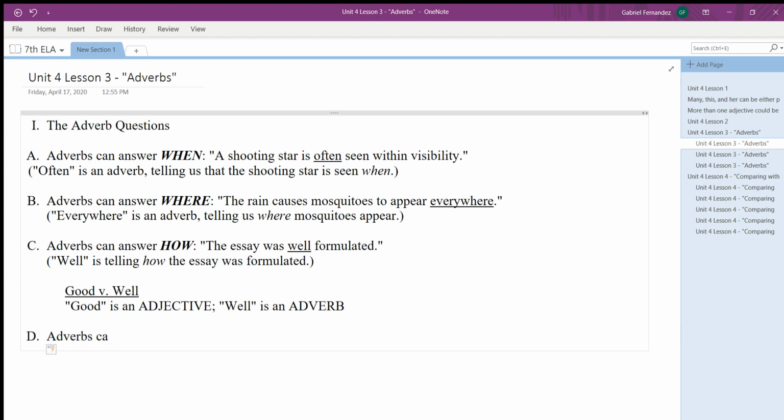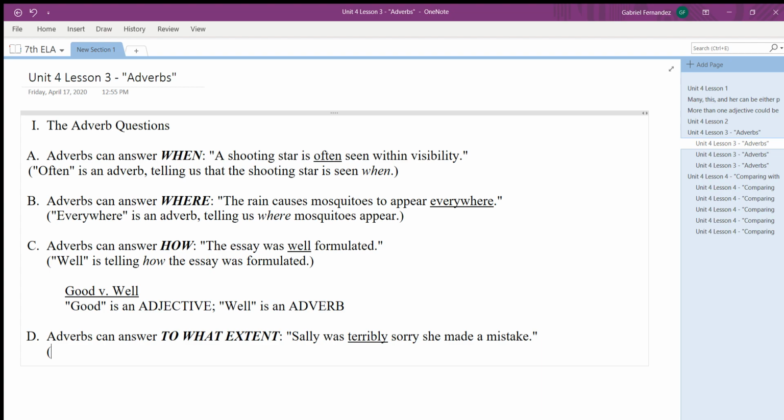Adverbs can answer to what extent? And this is the last question, and probably the one that tends to be most confusing. Sally was terribly sorry she made a mistake. Terribly is an adverb. And I want to clear up this common misconception that a lot of teachers sometimes suggest, that the trick to identifying an adverb is finding a word that ends in ly.